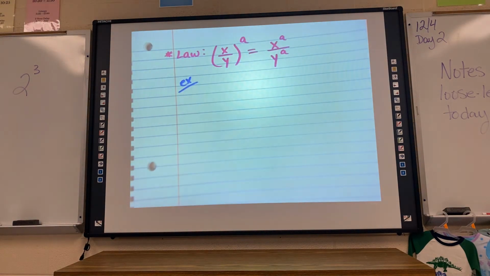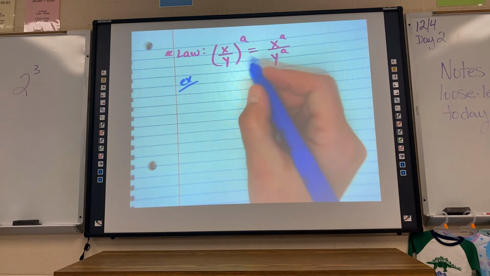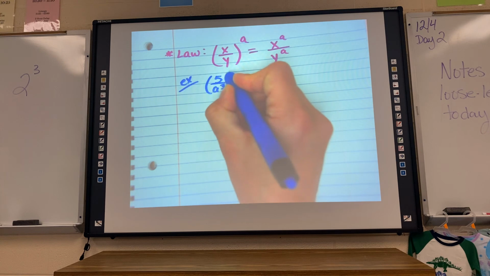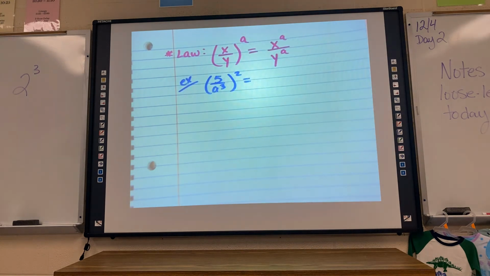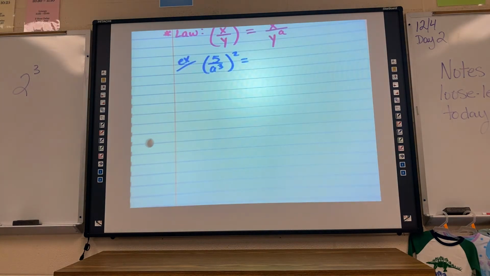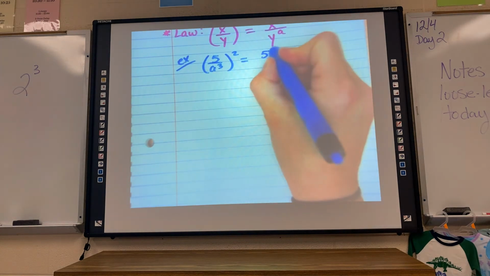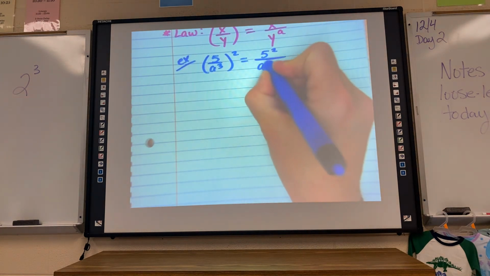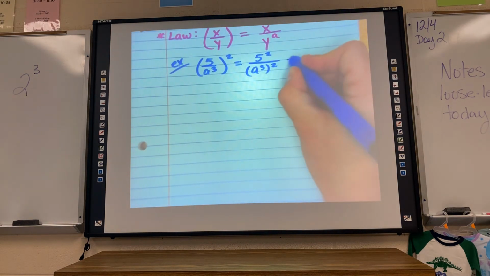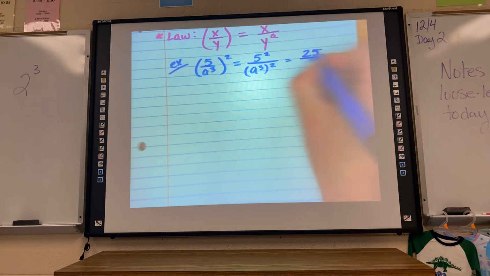For example, what if I had 5 over a cubed all raised to the 2nd power? So that becomes, Tristan? 25 over a to the 4th. Or to the 6th. Yes, so this becomes 5 squared over a cubed squared. If I distribute that exponent there, it becomes 25 over a to the 6th.